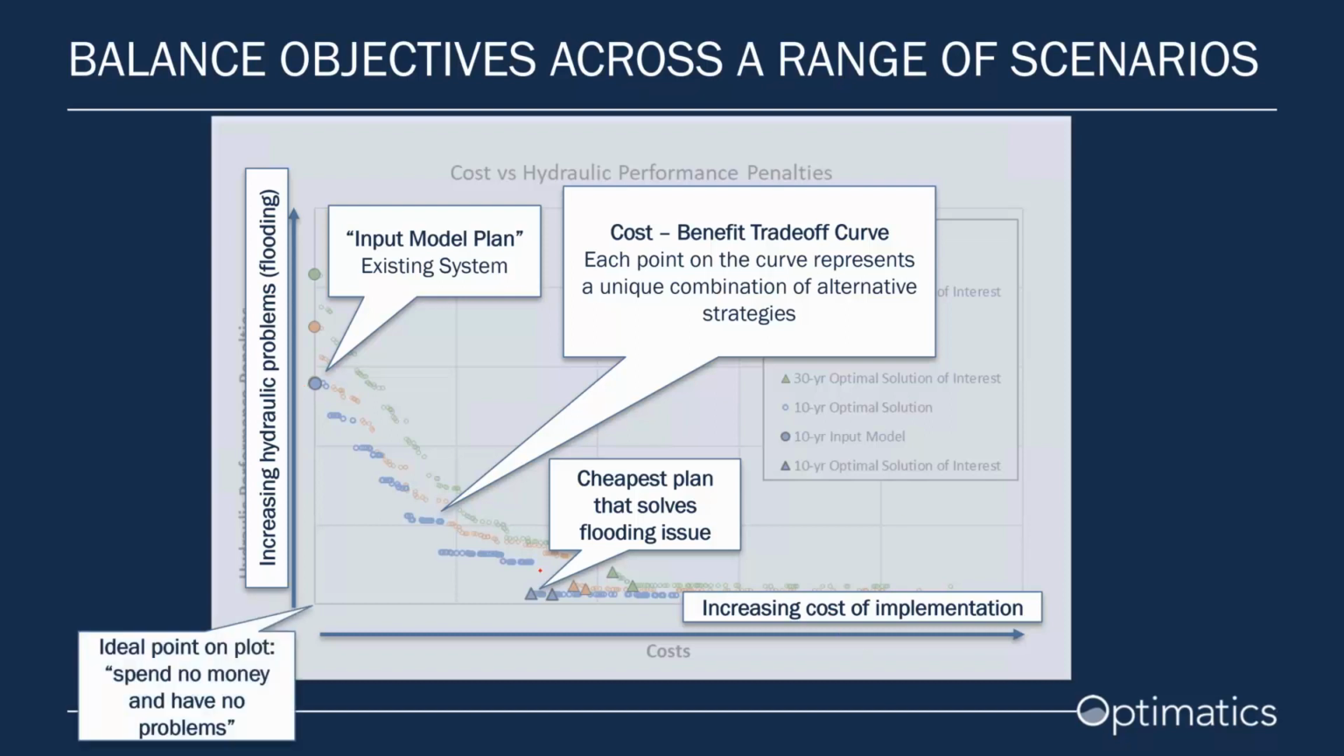And obviously this is the ideal point on the plot that we would love to get to, but we never will, where we spend no money and have no problems. You can see how the Pareto is pushing towards that point, but it obviously has to either spend money or sacrifice performance to try and get there.